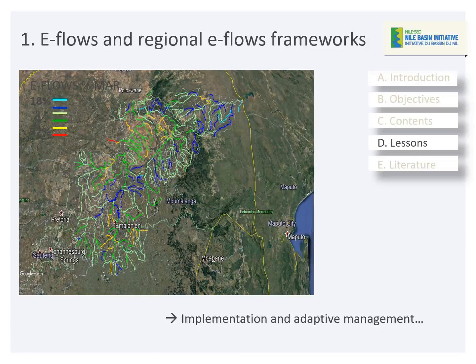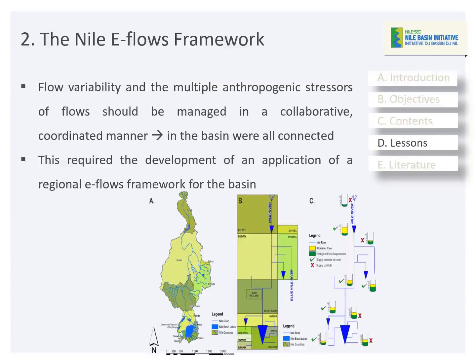So this is the result of many environmental flow assessments that have been undertaken over many years in the basin, and how we utilize that information with this framework. So what are we trying to do with the Nile? Flow variability and multiple anthropogenic stresses on flows, that are driving flows, need to be managed in a collaborative, coordinated manner in the basin where everybody is connected. And this is the idea, that everybody is connected in the Nile Basin, and some of the development is starting to affect many different attributes of this basin.